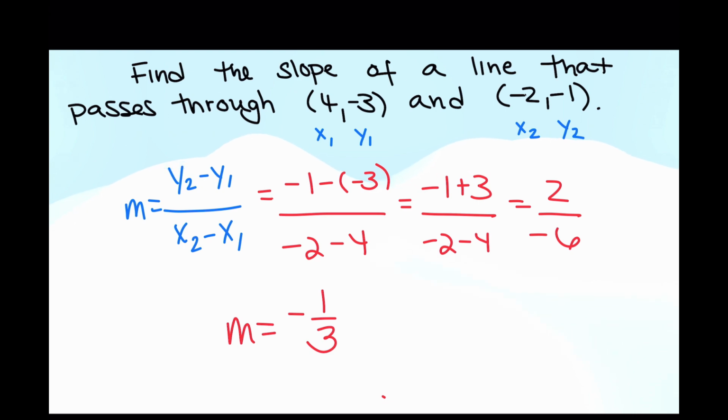2 divided by 6 reduces to 1 over 3, and the answer is negative. So my slope would be negative 1/3.